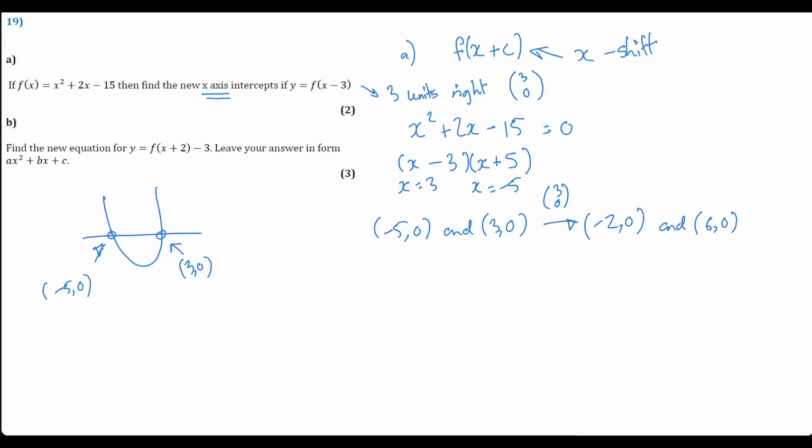And that would be our final answer for part A. Part B. Find a new equation for y equals f(x + 2) - 3. Leave your answer in the form ax squared plus bx plus c.